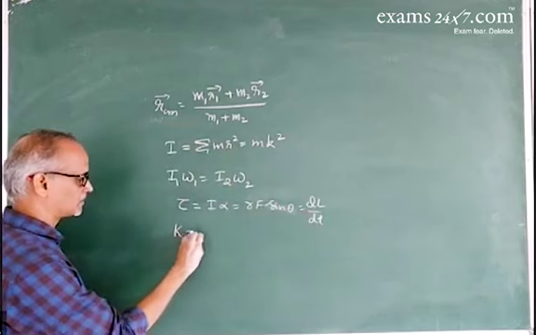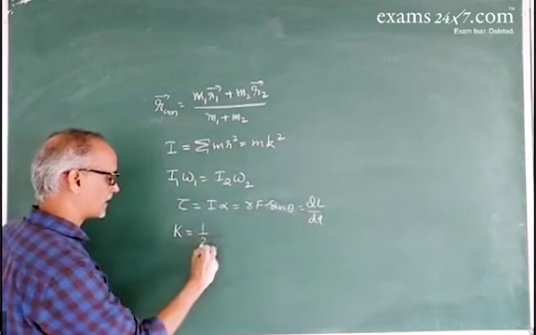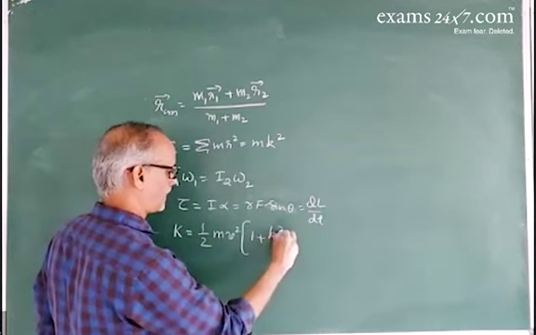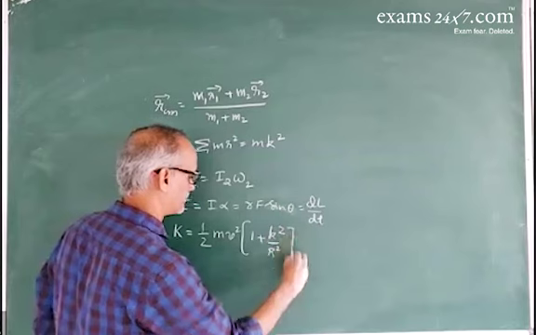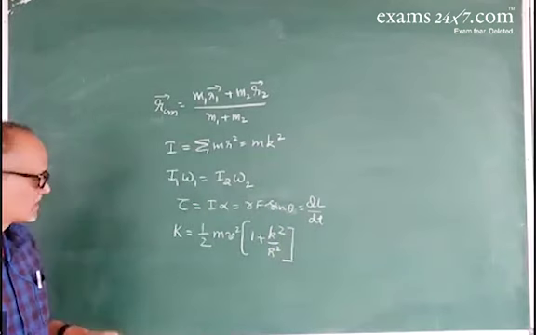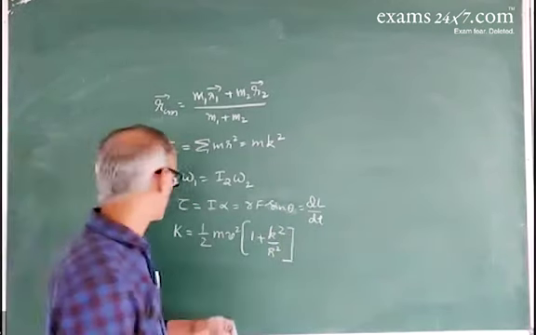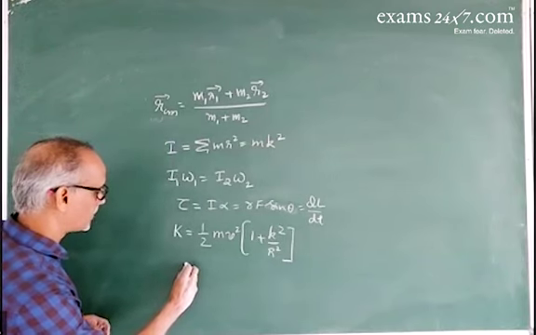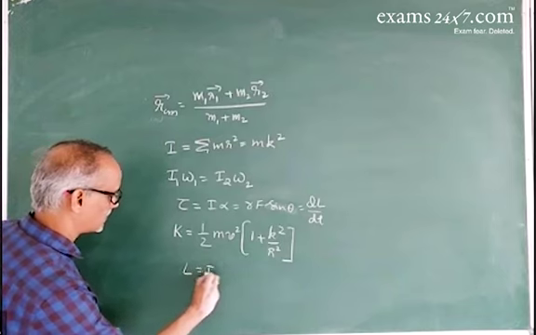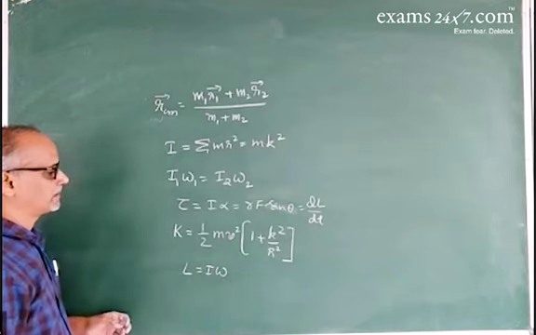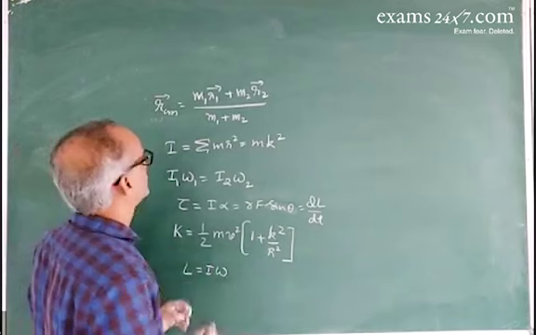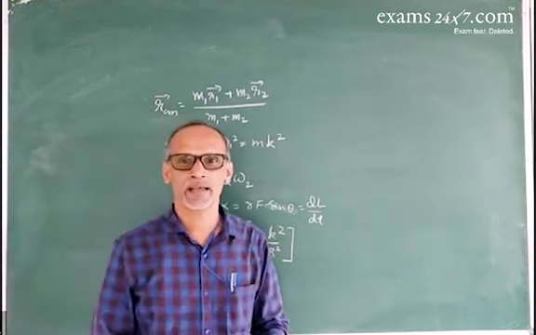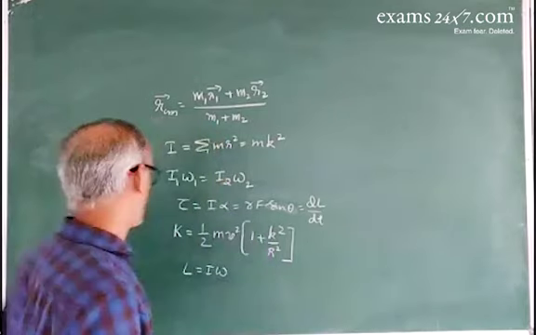Total kinetic energy of a rolling body, K is equal to half mv square into 1 plus k square by r square, and the formula for angular momentum, L is equal to I omega. So these are the important equations in system of particles and rotational motion.